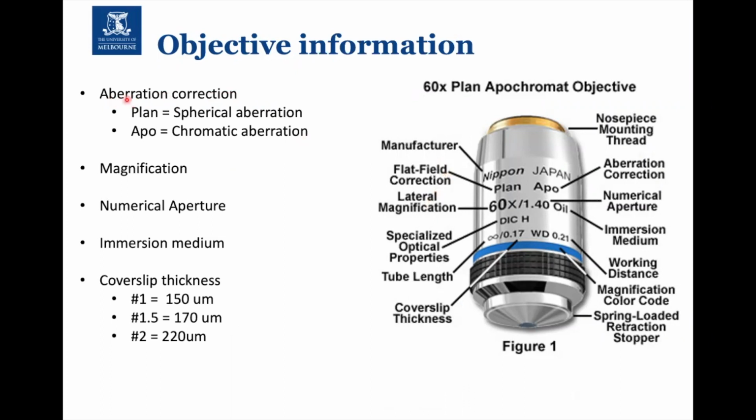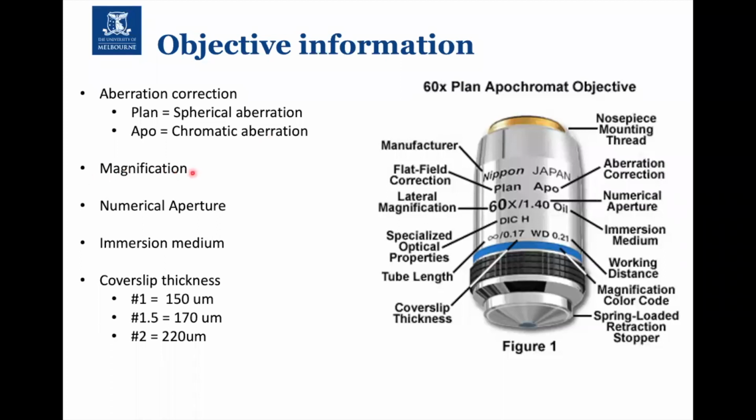First thing is our aberration correction. So in this, our flat field correction is a plan. And that basically means how even is the light going to be across the entire field of view. In this case, our aberration correction here is apo. That's our chromatic aberration. That's essentially how well aligned the different wavelengths will be. So is my green signal going to be at the same focus point as my red signal?